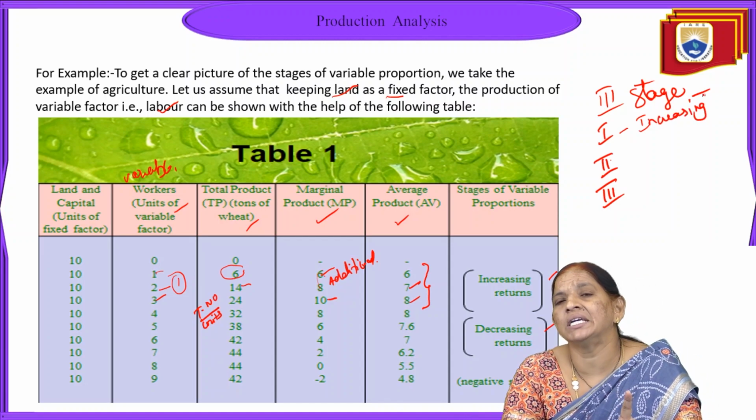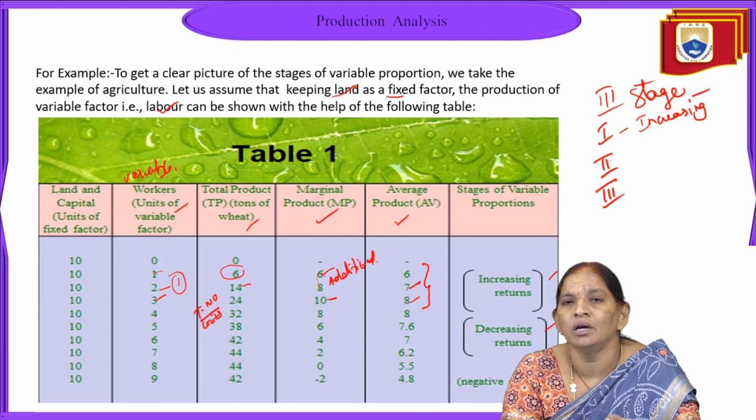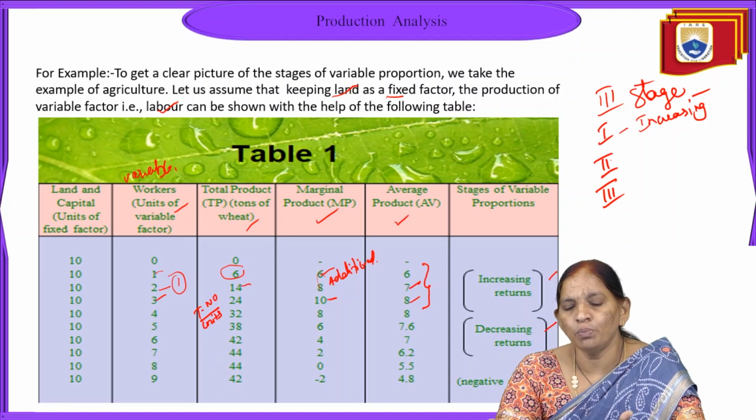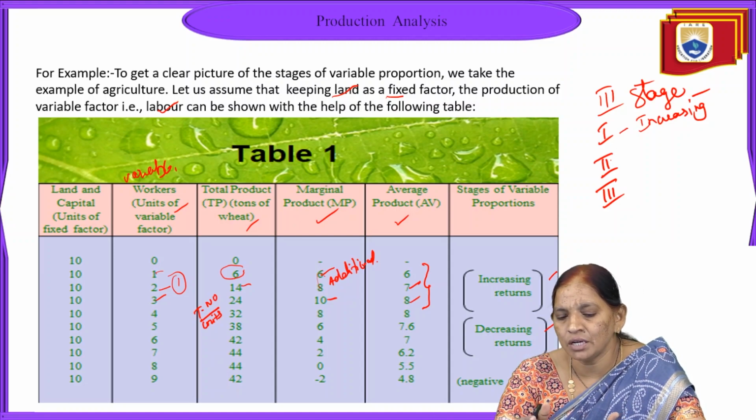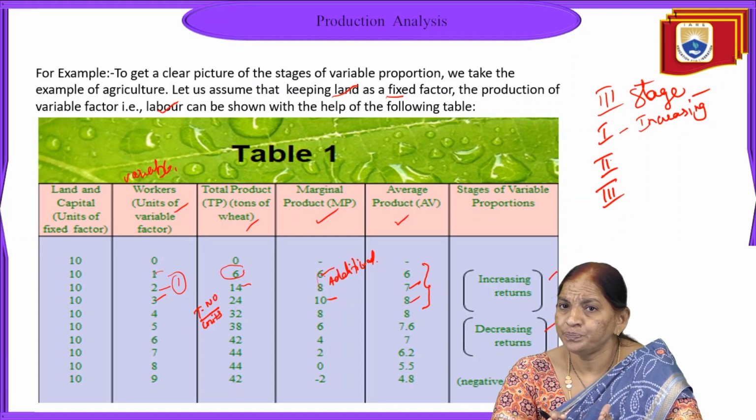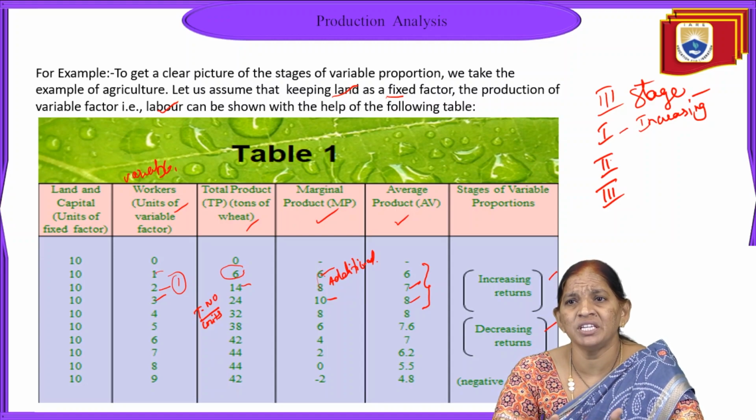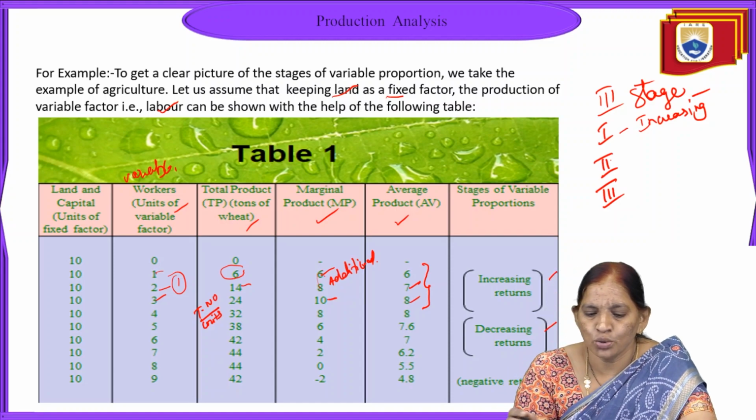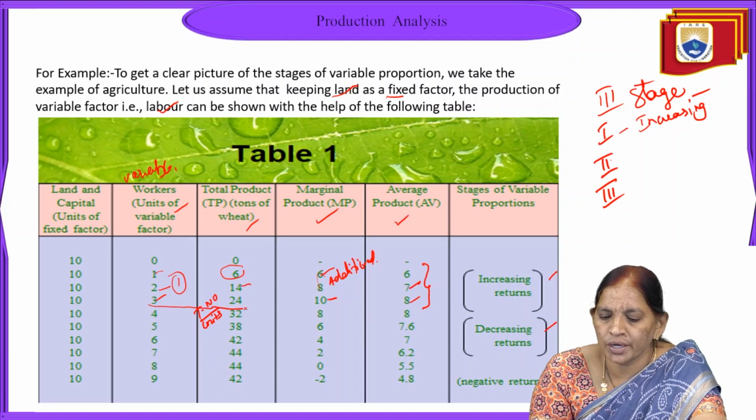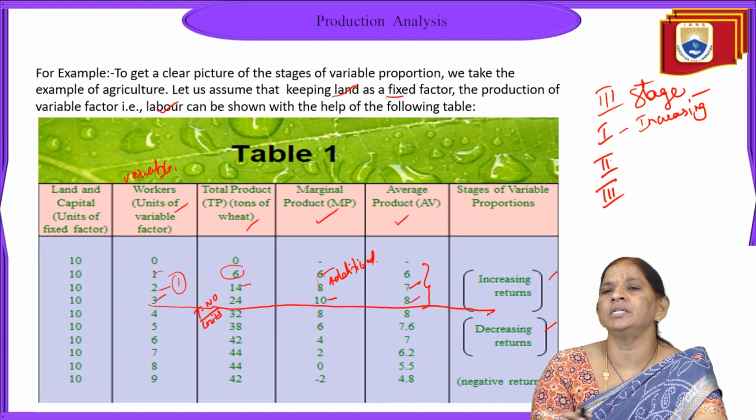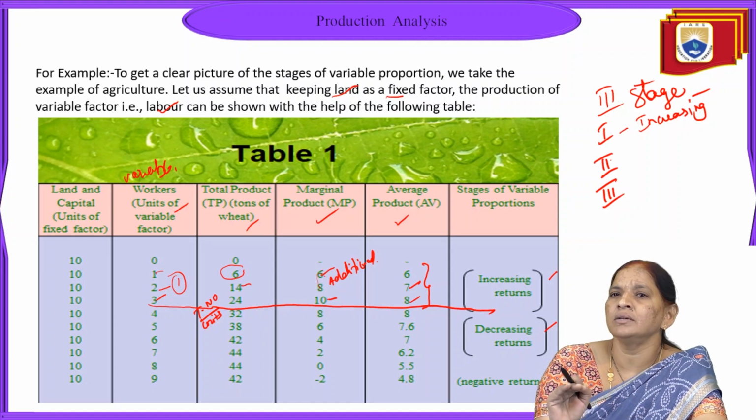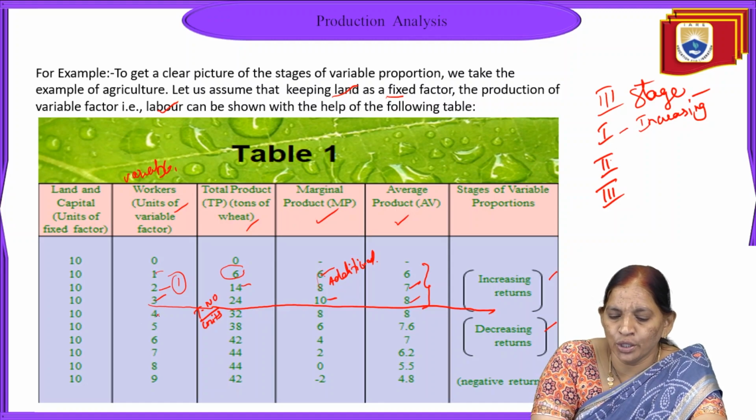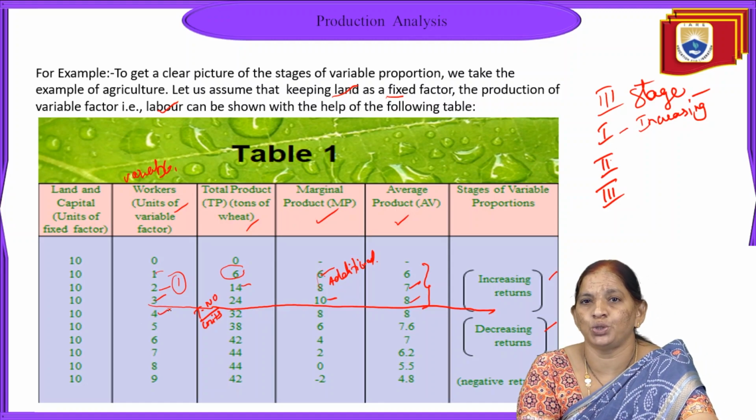By introducing an additional unit of labor, where we have kept the land as a fixed factor, the total production increased. Simultaneously, we are able to identify that additional production is also increasing. With that additional, average total production was increased. So up to these 3 stages, you are able to see increasing returns to scale. Next, after that, we go on implementing another unit of labor.